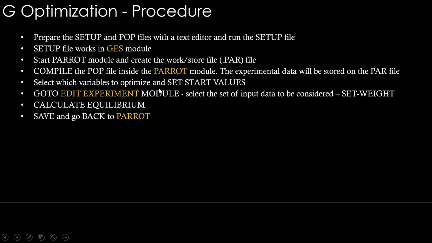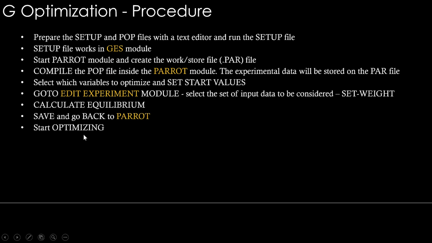With the initial set of start values, the calculation will be done. And then save and go back to parrot. So now we will be in edit experiment. From there we'll go back to the parrot module. In edit experiment, the job to be done is to assign weight to different input data and calculate equilibrium. Make sure that equilibrium is calculated.